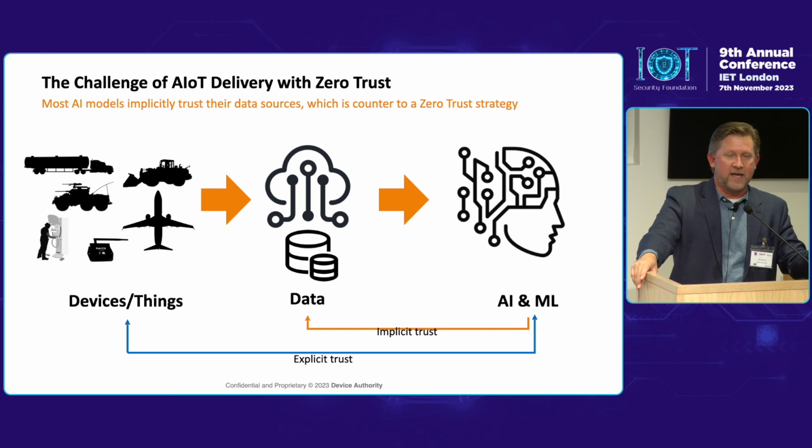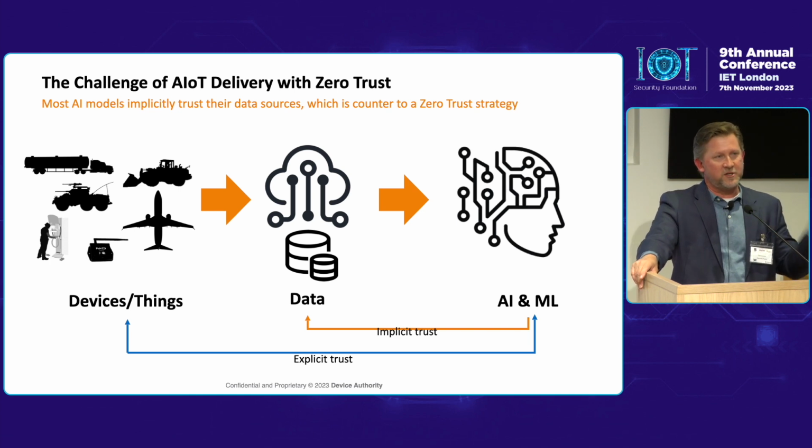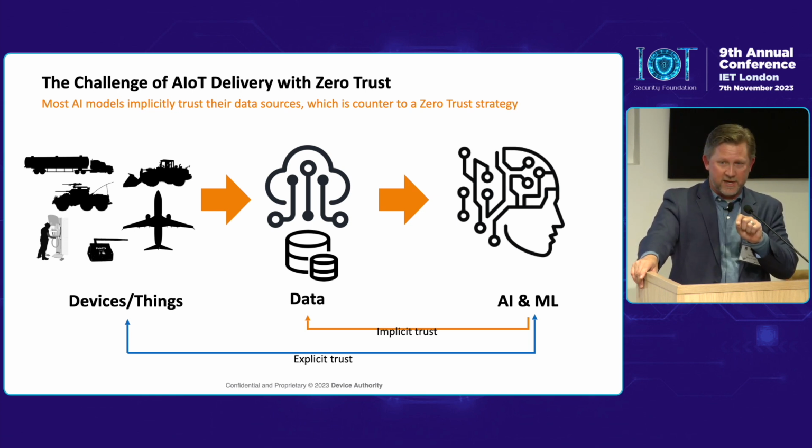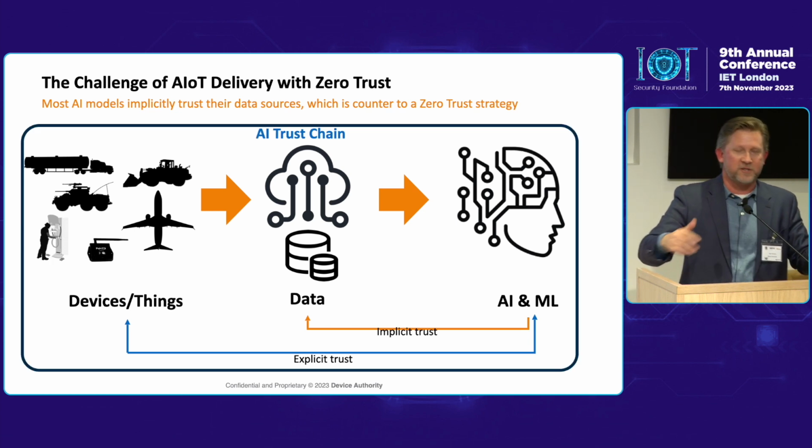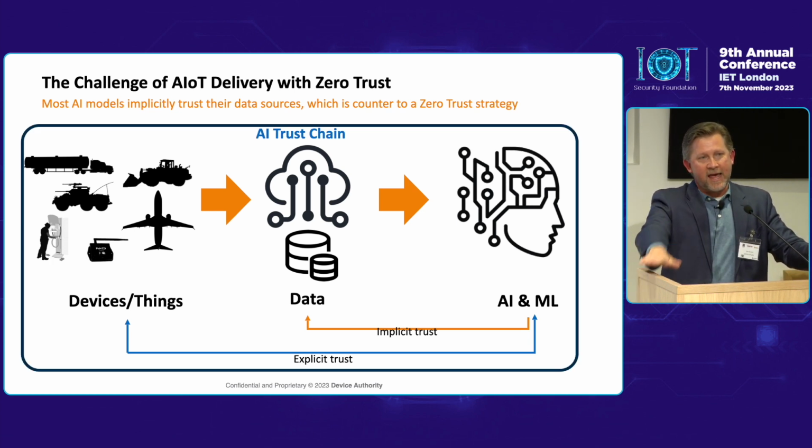And we actually need to get to this environment where we have an explicit trust relationship between the devices that are generating the data and the applications that are using the data, to create this closed loop, or what I call an AI trust chain, before AI and zero trust can go hand in hand.